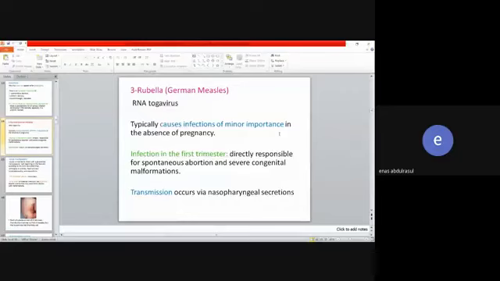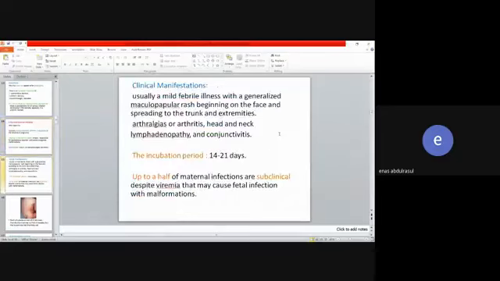How is it transmitted? Transmission occurs via nasopharyngeal secretions. What about the mother? Clinically, the infected person will develop mild febrile illness, generalized maculopapular rash beginning on the face, spreading to the trunk and extremities. The characteristics of this rash are similar to those of measles rash, maculopapular, and the distribution is the same. But now you can see from the figure that it is less intensely red. As well, she might develop arthralgias, arthritis, head and neck lymphadenopathy, and conjunctivitis. The incubation period is from 14 up to 21 days.